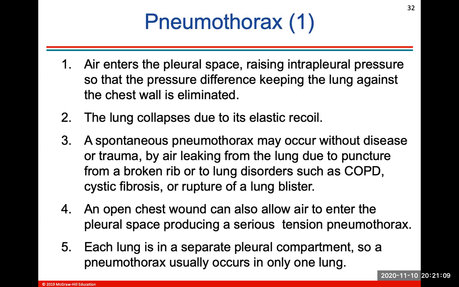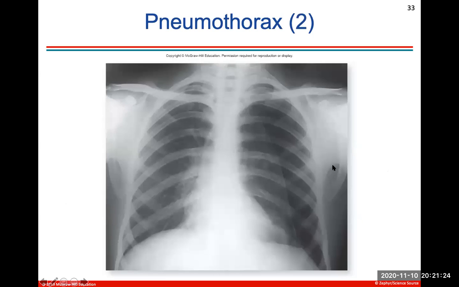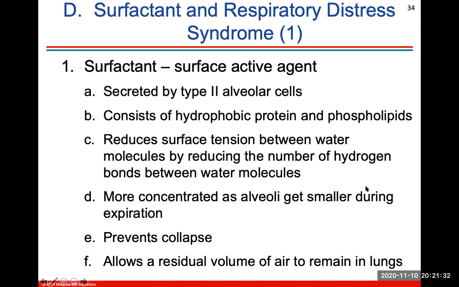An open chest wound can also allow air to enter the pleural space, producing a serious tension pneumothorax, and each lung is in a separate pleural compartment. So a pneumothorax usually only affects one lung. This is a look at the pneumothorax, and you can slightly see here how the lung is decreased in size, but it's hard to see from this picture.